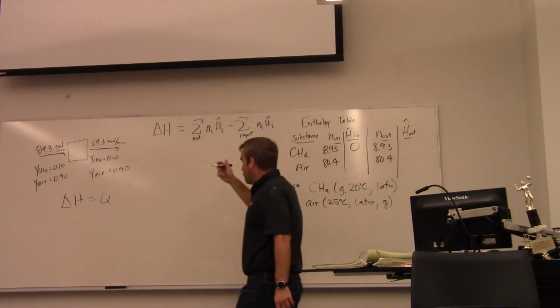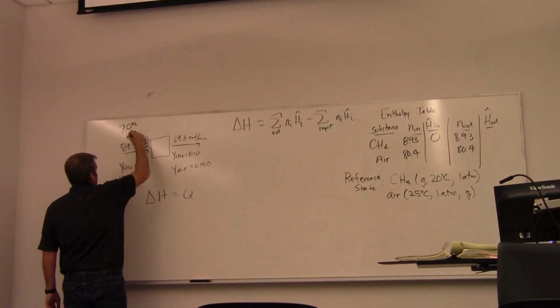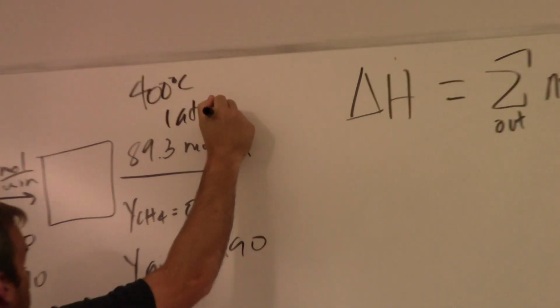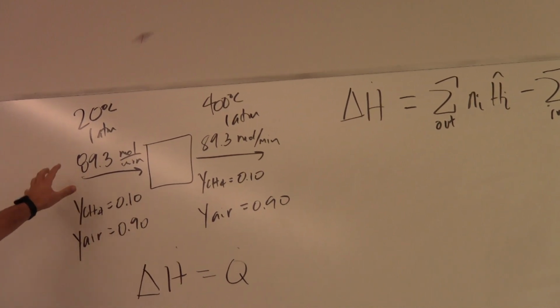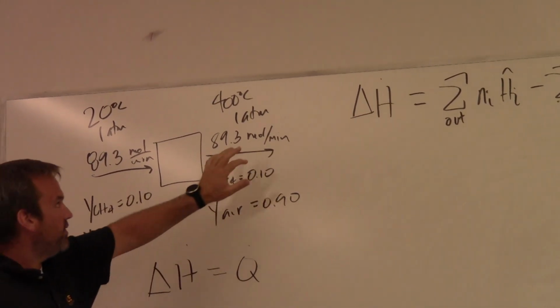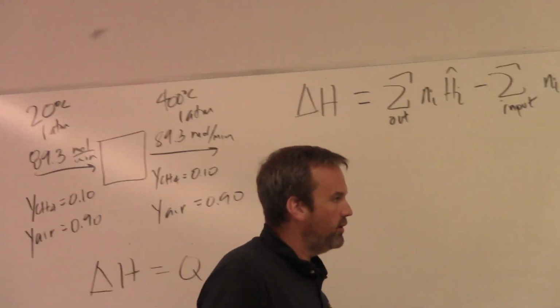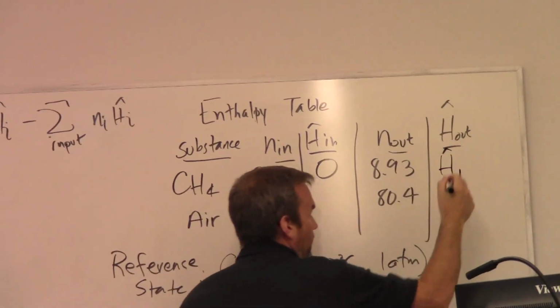Okay, so because this is at 20 degrees Celsius and 1 atmosphere, that's 400 degrees Celsius and 1 atmosphere. So here, the enthalpy value is 0 because that's our reference state. It's not going to be 0 here because it's not at our reference state anymore. So that's some unknown enthalpy value. I'll call this value H1.